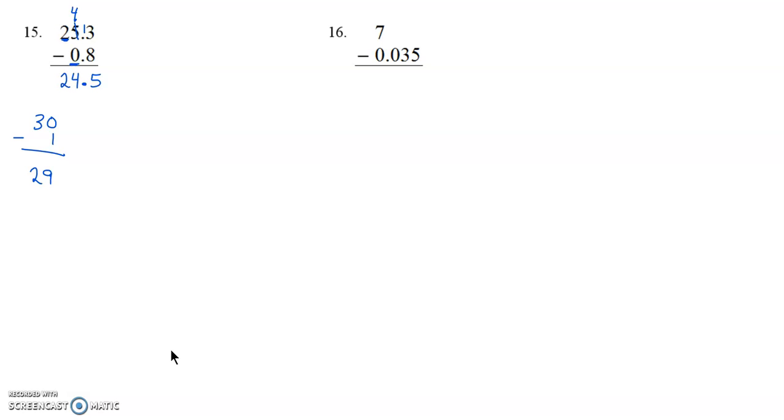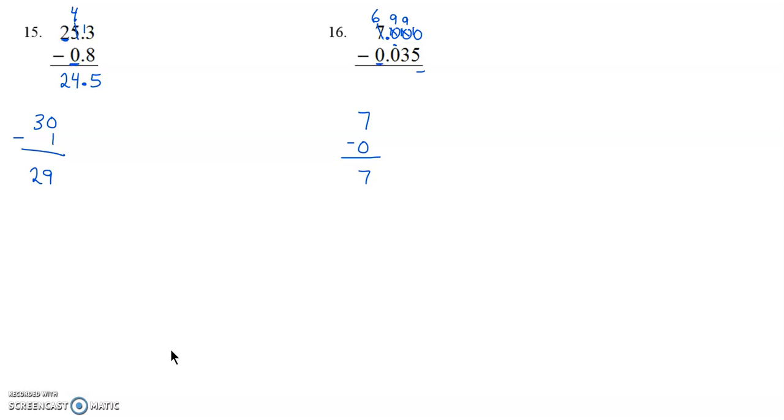For number 16, our whole number, 7, we're going to leave it as it is. And then for our decimal, it's going to round to 0. 7 minus 0 is 7. Now we can put in our decimal place and fill up with zeros. And we will need to borrow here. So we're going to borrow from the 7, making it a 6. Give and take, give and take, as we need 10 to subtract away the 5.